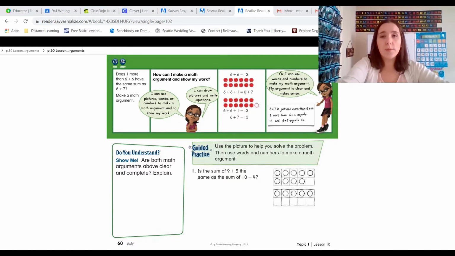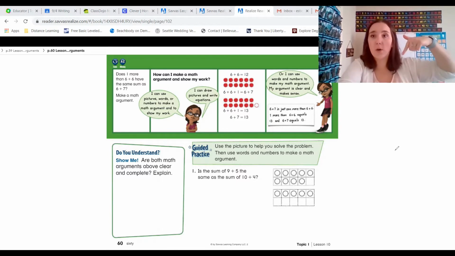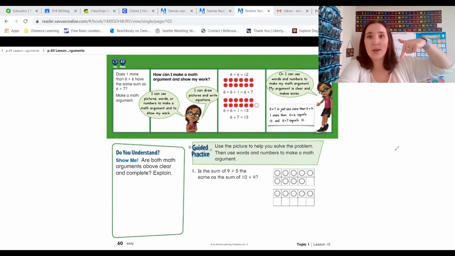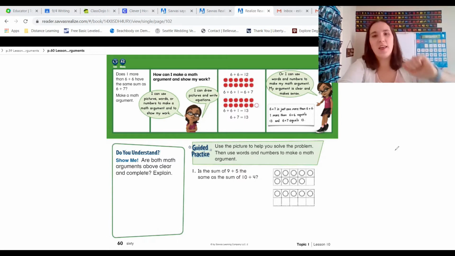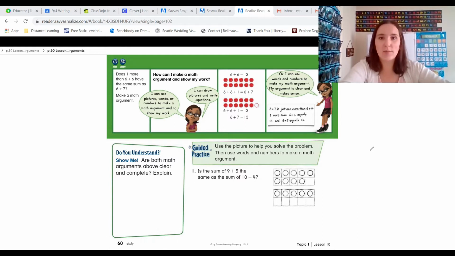Okay, before we do our problems together, make sure you have your workbook and your pencil and that you're on page 60. If you need to pause it, go ahead and then come back and hit play and we'll keep going. Okay, let's look at the guided practice problem together. It says use the picture to help you solve the problem. Then use words and numbers to make a math argument.